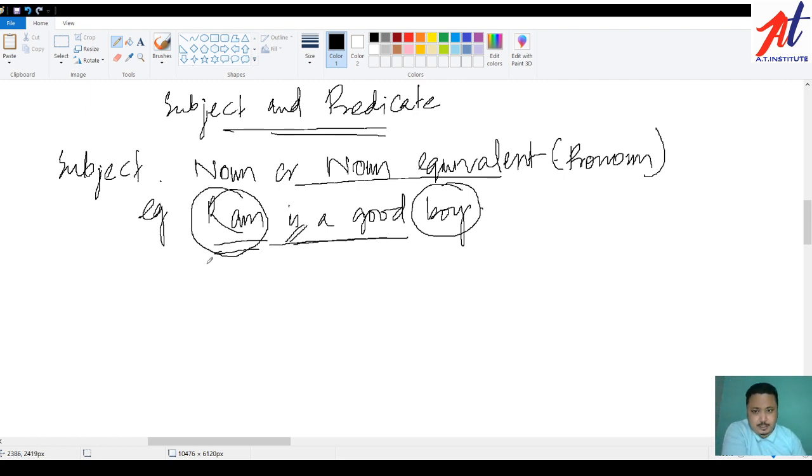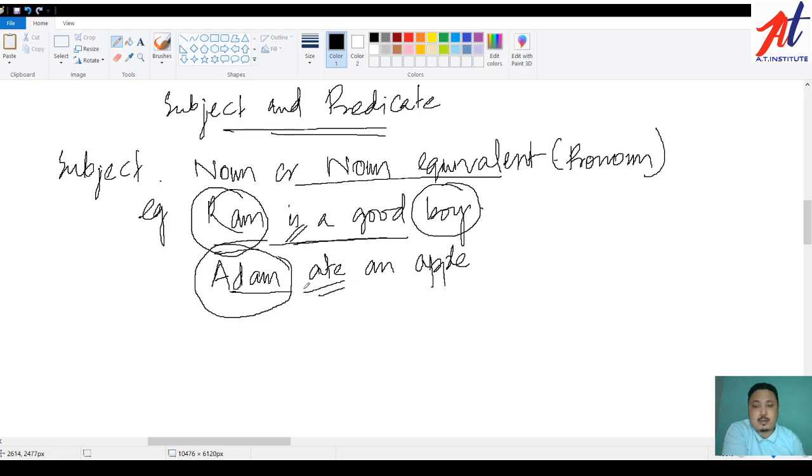Let me write you some more example. Adam ate an apple. Now, in this example, again, you can see we have two nouns, but we can see that the whole sentence is about Adam, and it is a verb which has come after Adam. So this Adam is our subject. Okay. Apple is also a noun, but this doesn't have a verb after it or a predicate after it. So apple cannot be subject, though it can be called as object. Okay. So that is what you need to understand.